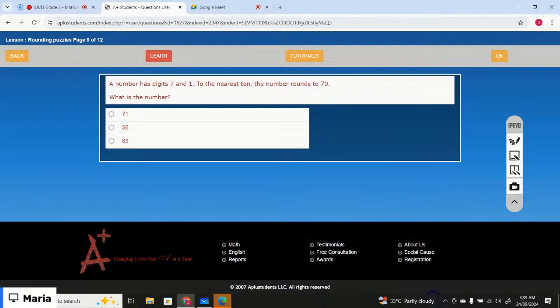A number has the digits 7 and 1. To the nearest 10, the number rounds to 70. What is the number? 71 it is. The correct option is 71.